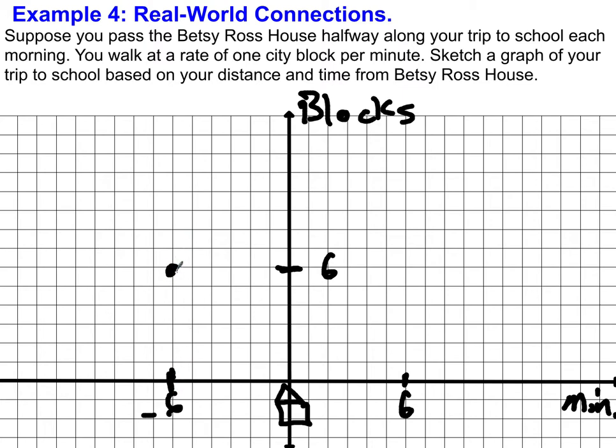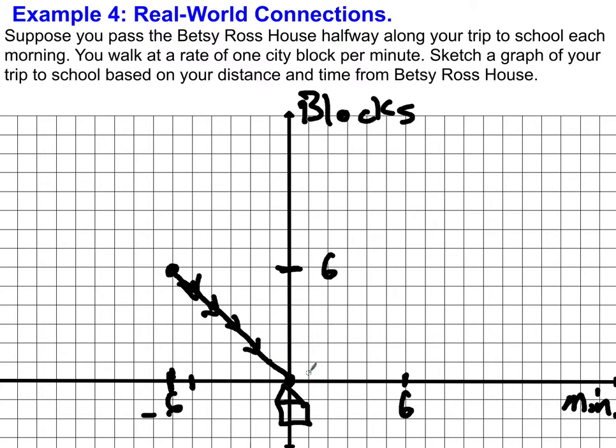So when I start off at my house, I am 6 city blocks away from Betsy's house, and I'm 6 minutes away because I walk 1 block per minute. So when I'm 5 minutes away, I've walked 1 block. 4, I've walked 1 block. 3, I've walked 1 block. 2, 1. When I've walked for 6 minutes, I'm at Betsy Ross's house. So my distance from her house is 0. My distance decreases from her house every time that I walk. So I'm walking this direction.